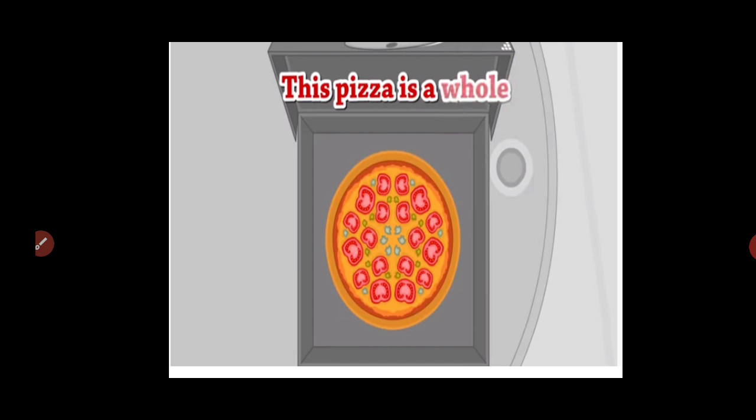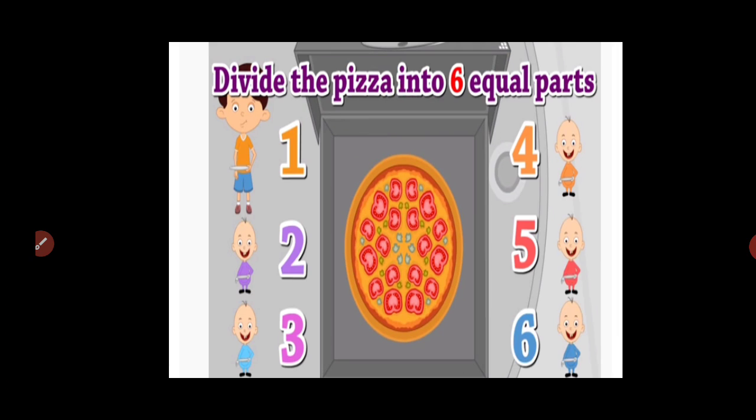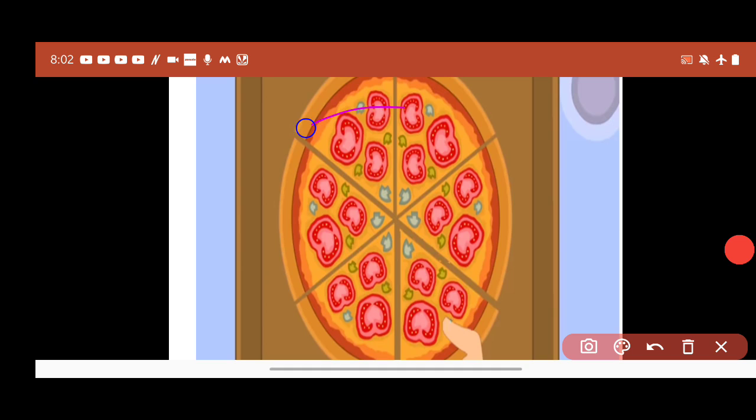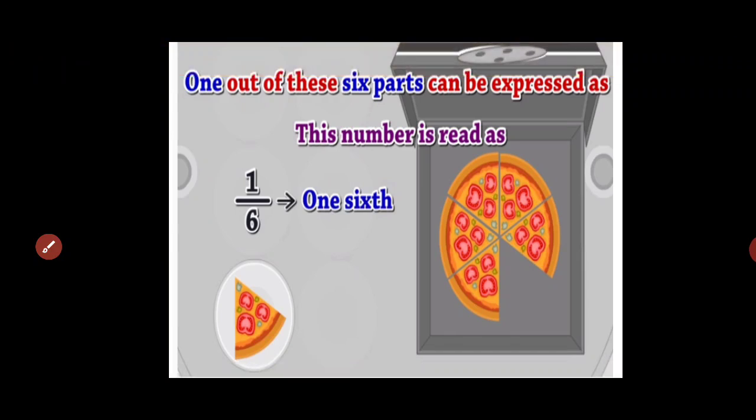As you can see, if you divide the pizza into 6 equal parts, Rohan along with his 5 friends become 6. So he divided the pizza into 6 equal parts. As you can see in this picture, the pizza is divided into 6 equal parts. Right, children? So, if we take one piece out for one of his friends, how do you represent that?